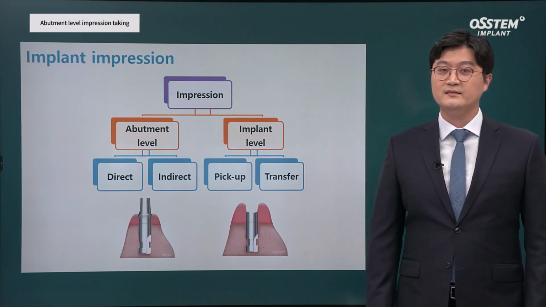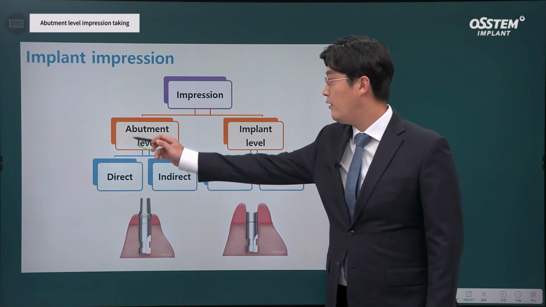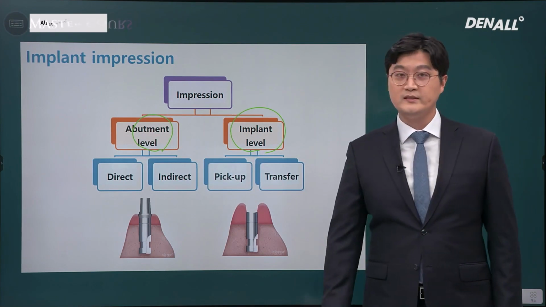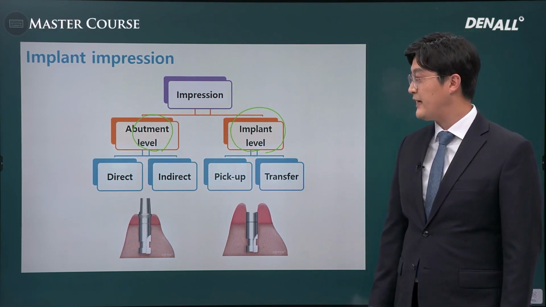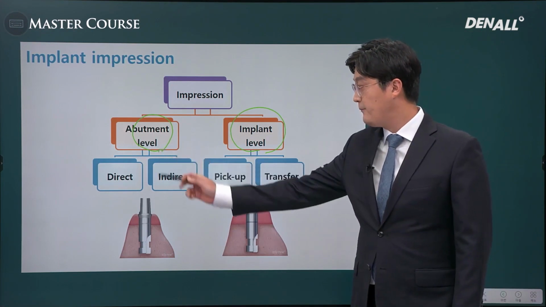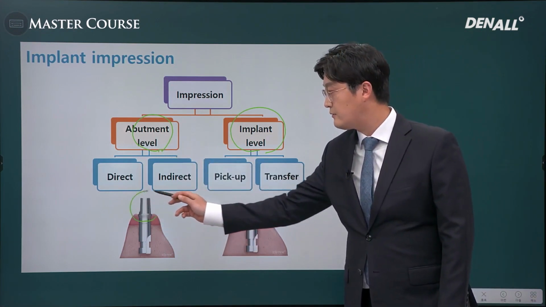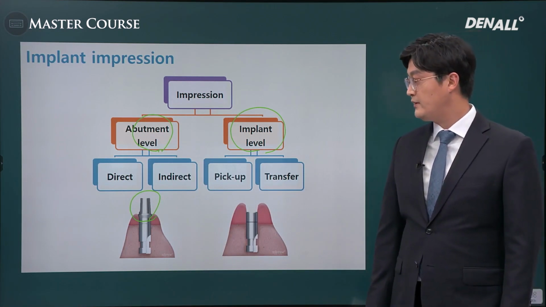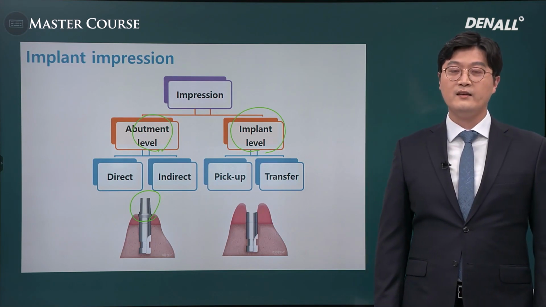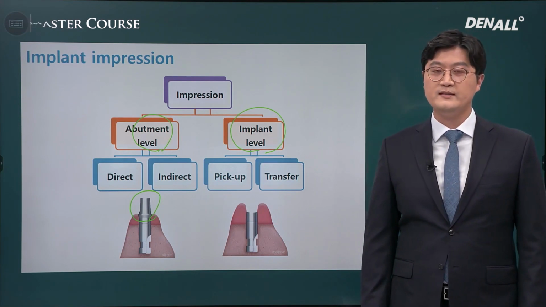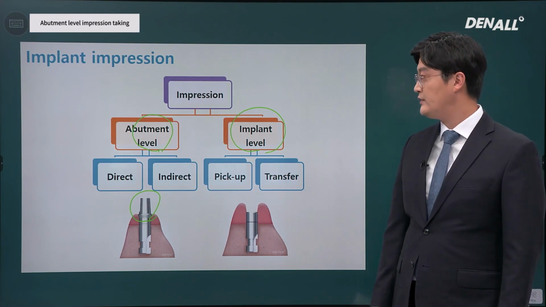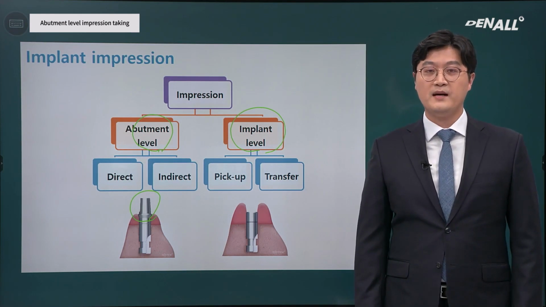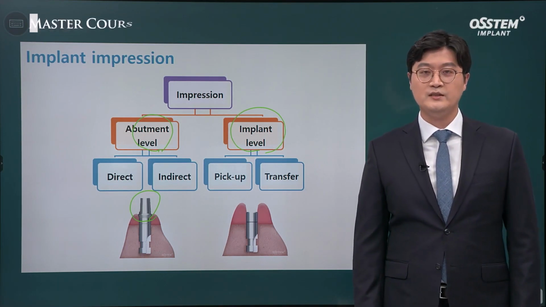Implant impression can be divided into two: abutment level and implant level. Today, I'm going to talk about abutment level impression taking. Direct impression can be taken after a stock abutment is connected or installed in the mouth. Or, for indirect impression taking, a stock abutment is connected and a stock impression plastic cap is connected to the abutment before the impression is taken, and the plastic cap would be included in the impression. There are two implant level impressions: pickup and transfer.